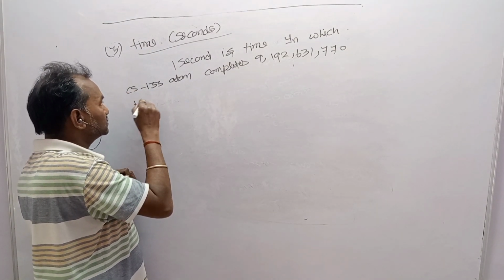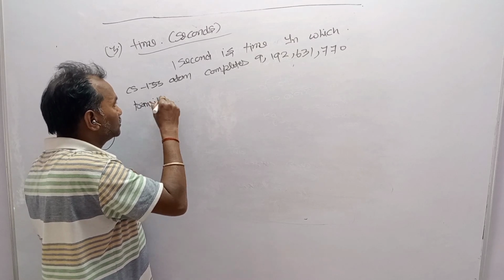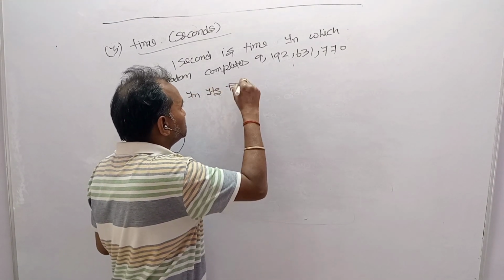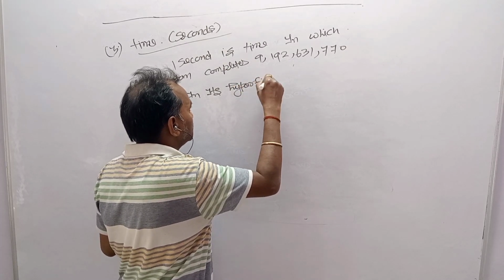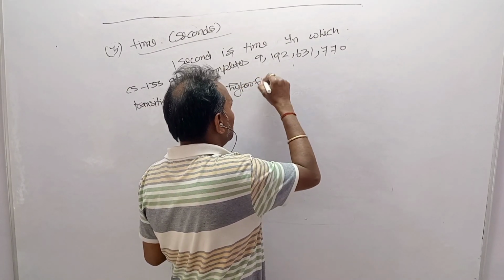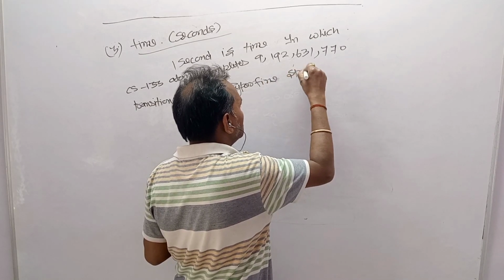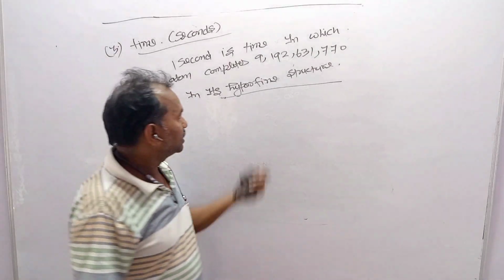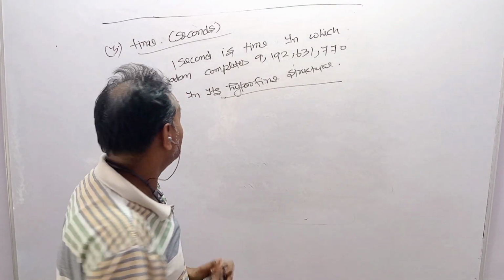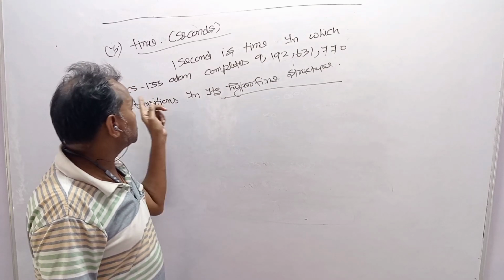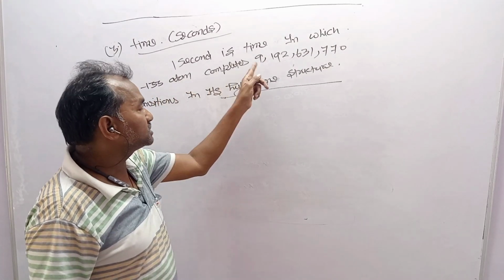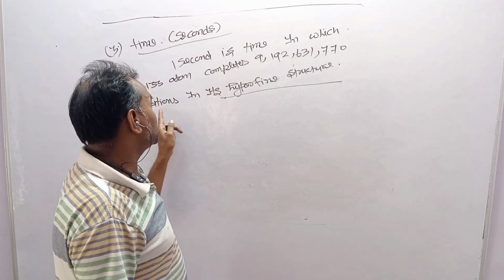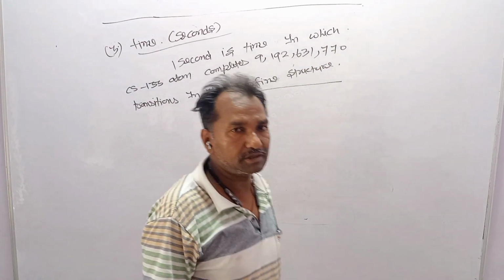transitions in its hyperfine structure. Dear students, there is this hyperfine structure. I am just discussing: 1 second is the time in which a cesium-133 atom completes 9,192,631,770 vibrations, transitions in its hyperfine structure.